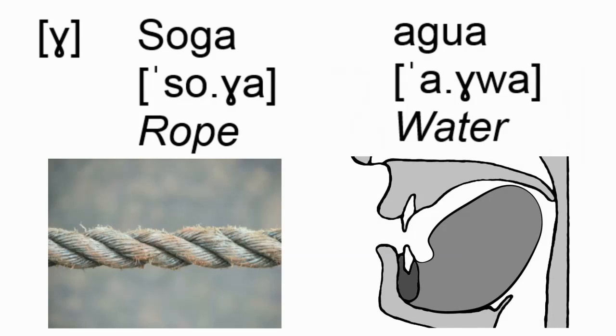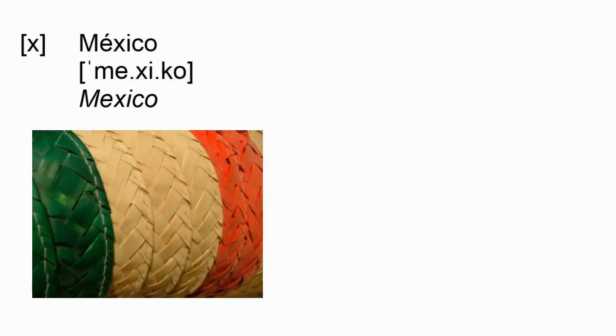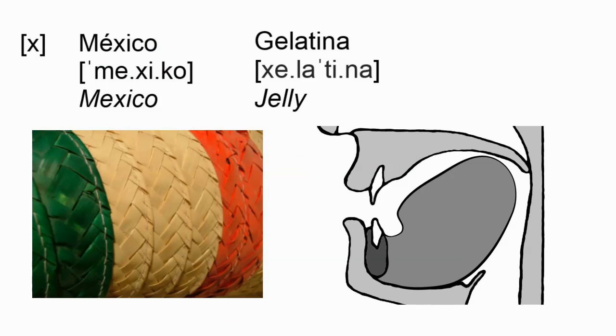Now let's stay at the same spot, where your tongue is up at the back right where you pronounce G and K. If you let air through in the exact same way, but you don't engage your vocal cords, there's no buzzing going on in your throat, then you'll get what looks like a lowercase x. As in Mexico, gelatina, and girasol.